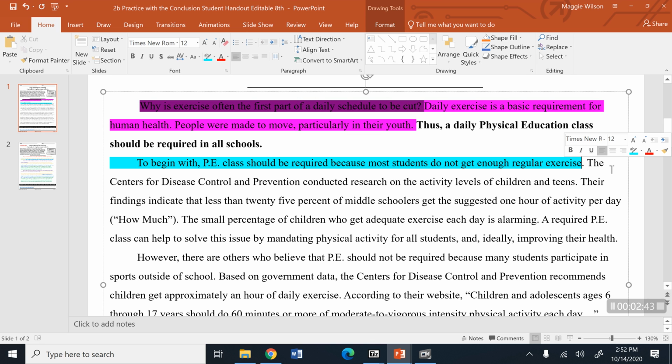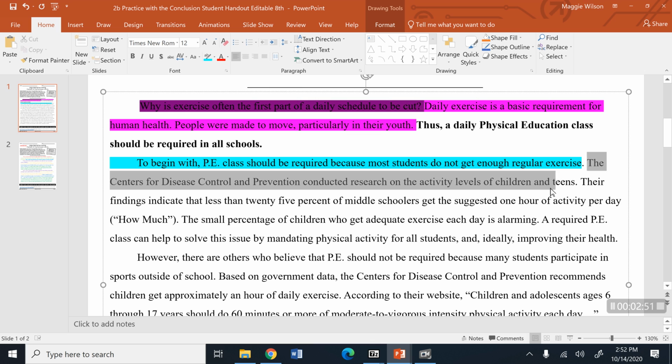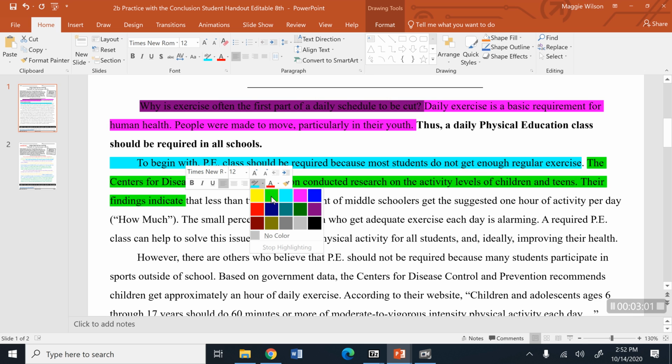Next, we're going to be looking for the introduction to the evidence. So basically, anything that's leading up to the evidence is going to be our intro to the evidence. So the Center for Disease Control and Prevention conducted research on the activity levels of children and teens. Their findings indicate. So this right here is all of the introduction to the evidence. So I'm going to go ahead and highlight that green.